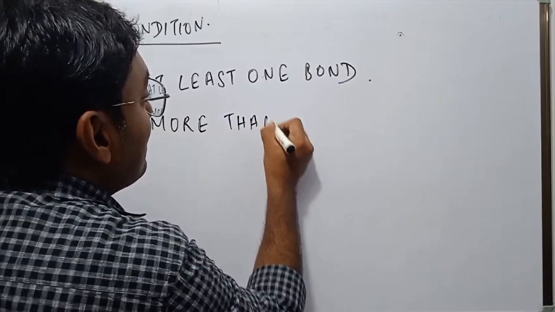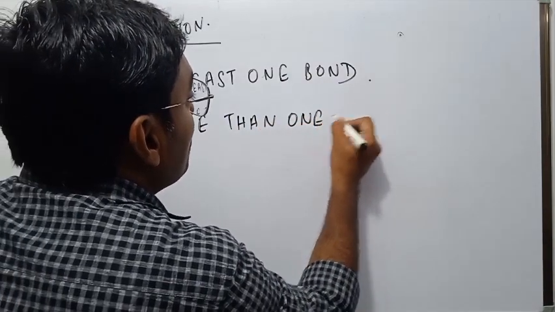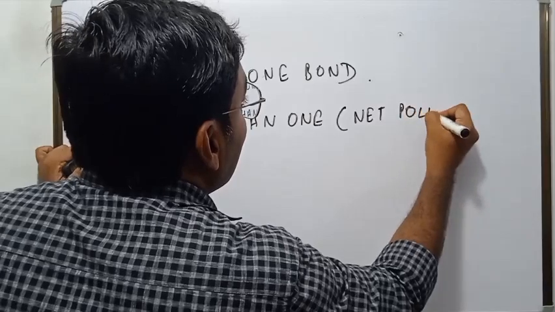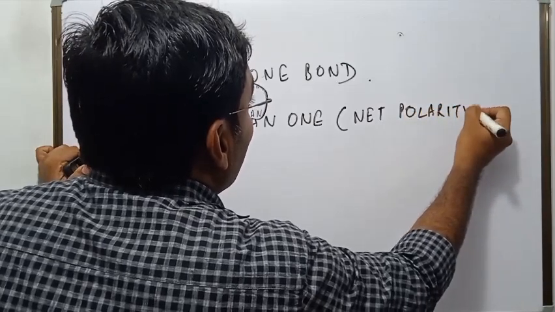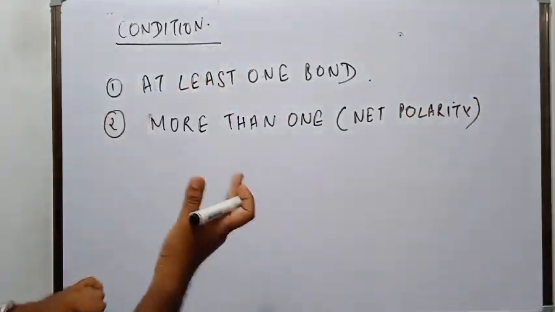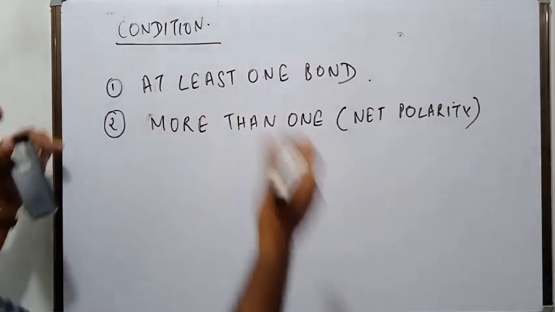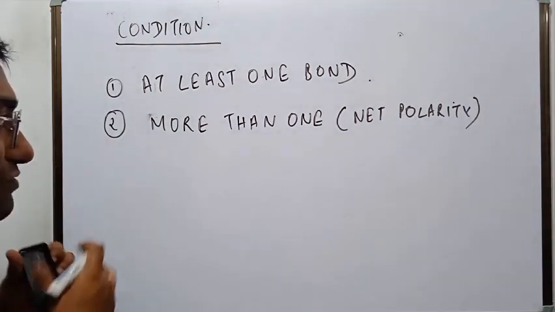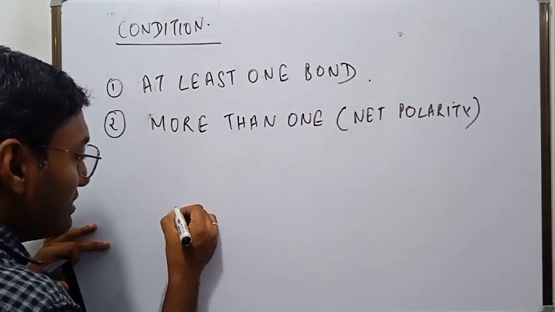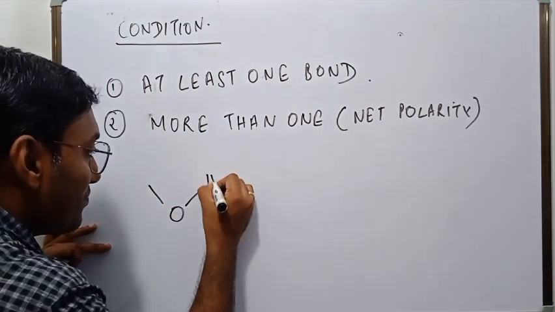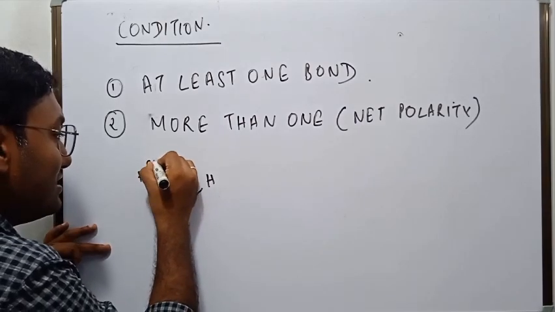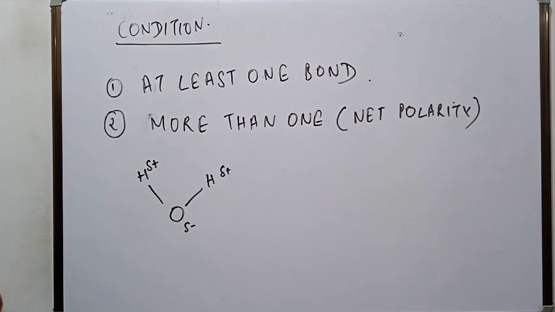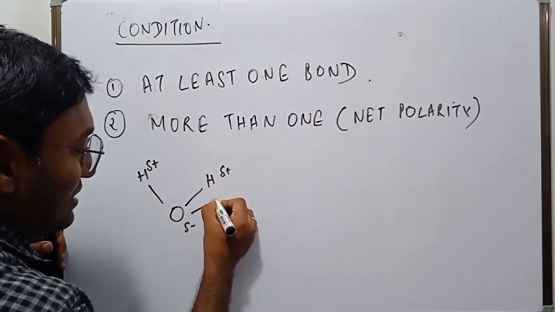But in that case, you have to see net polarity. You have to see the shape of the molecule, and you have to see the net polarity. Let me give you an example. Look at this. This is water. How many polar bonds does the water have? 2. Right?